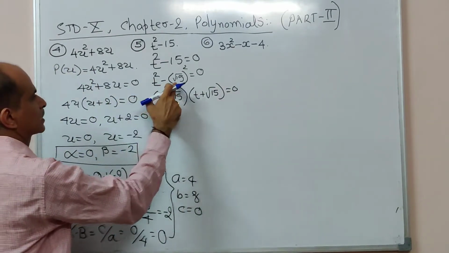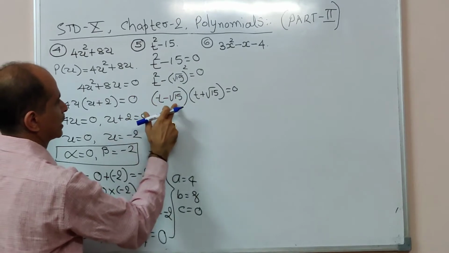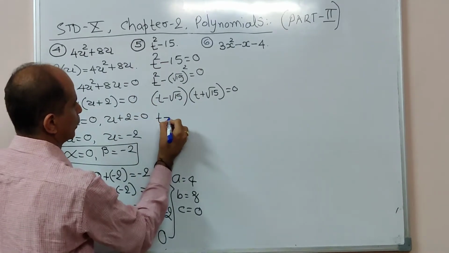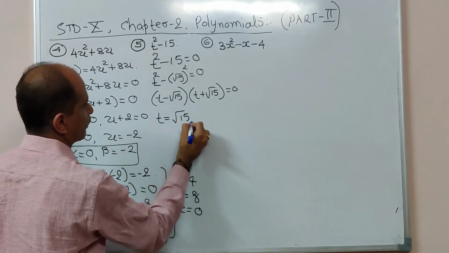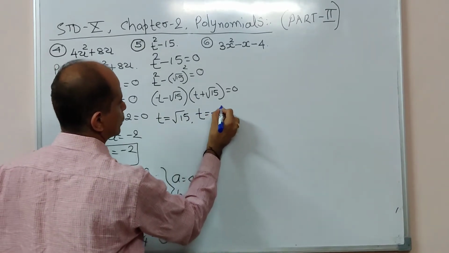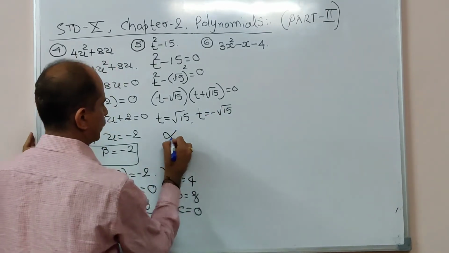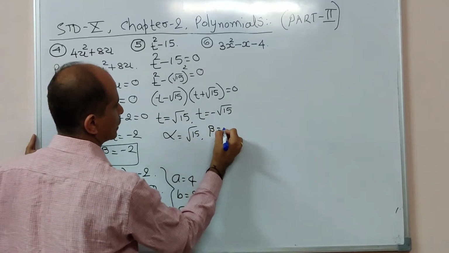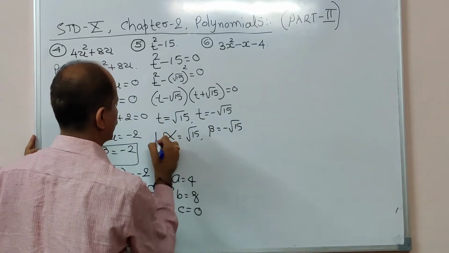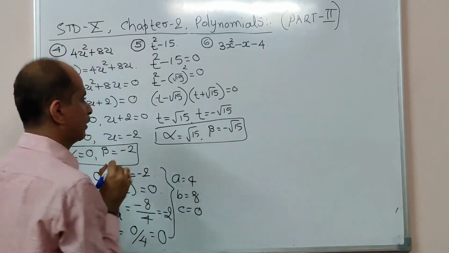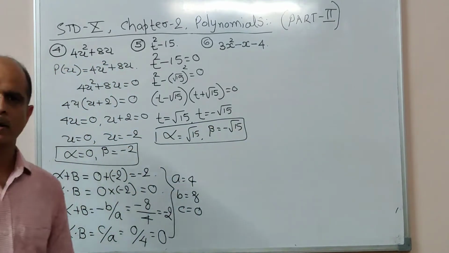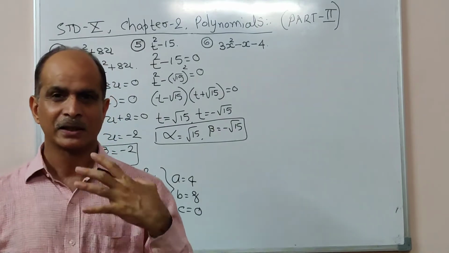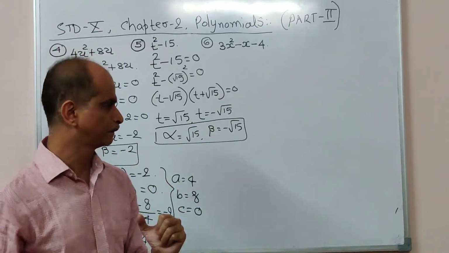A square minus b square is equal to 0. Therefore, a minus b times a plus b is equal to 0. So t is equal to under root 15 and t is equal to minus under root 15. So your alpha is equal to under root 15 and beta is equal to minus under root 15. Here we have already found the value of alpha and beta, that is, the zeros of this polynomial.